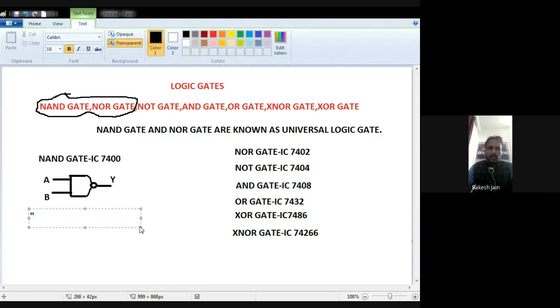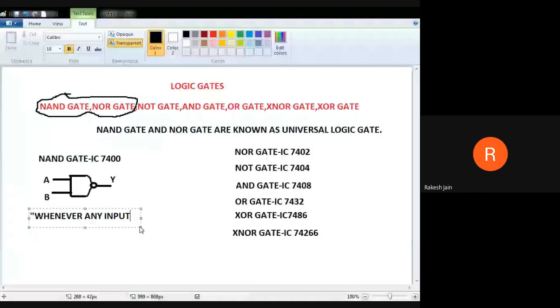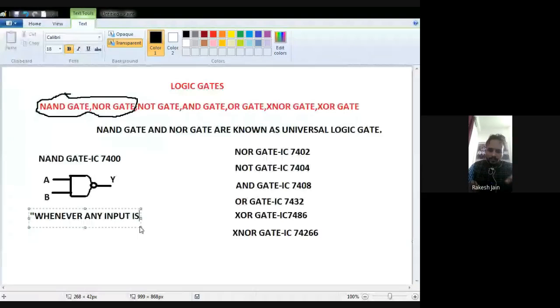So the NAND gate is IC 7400. A and B are 2 inputs and Y is my output. So what is the basic definition of a NAND gate? How can we understand the NAND gate? I write down the basic definition so that you can understand the meaning of the NAND gate. So what is a NAND gate? Whenever any input is 0, output is 1.